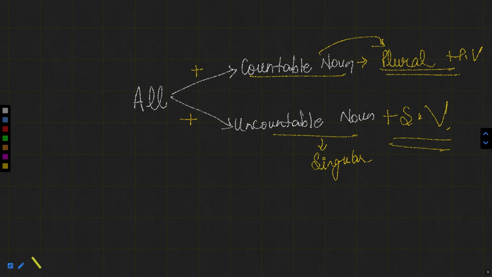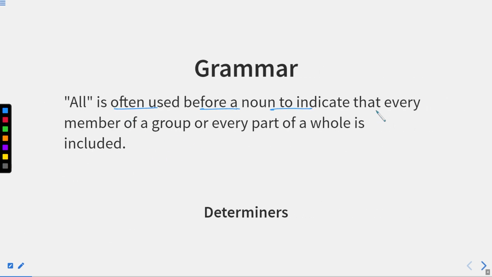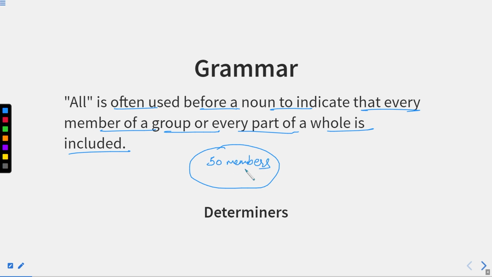Now, let us get back to the slides and let us have some examples over there. All is often used before a noun to indicate that every member of the group or every part of the whole is included. For example, if there are 50 members in a group and I'm saying all the members, it means I'm including all those 50 members. If I have 5 liters of milk, I'm talking about all the quantity, or the entire quantity of those 5 liters of milk.